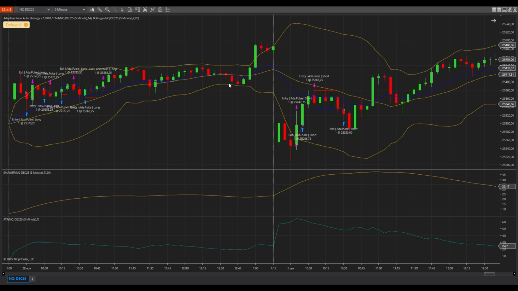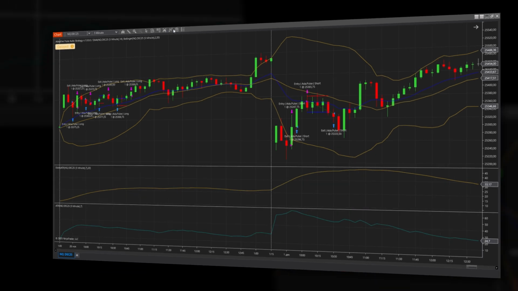What is the Adaptive Pulse Auto strategy? The strategy monitors volatility using ATR. When volatility spikes, it trades with momentum. When volatility calms, it can take countertrend positions. It adapts to changing market conditions.